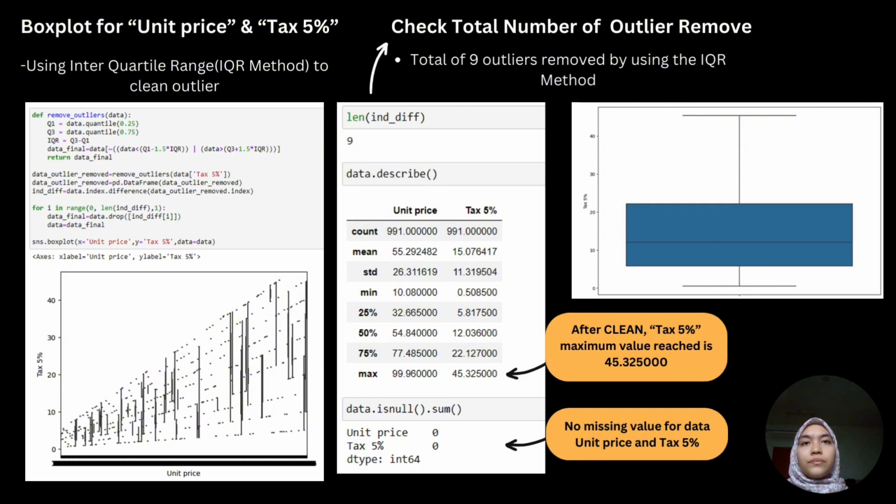Then we check if there is any missing value for the data, unit price and tax 5%, and there is no missing value for these two. This box plot shows that there are no outliers after we removed all of the outliers.